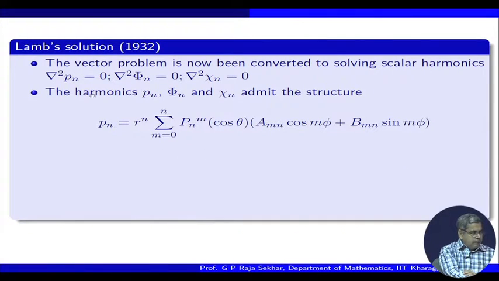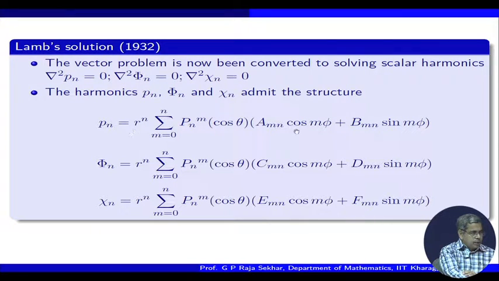Let us see how, depending on the situation, these indices have to be controlled. The advantage of Lamb's solution is that the vector problem has now been converted to solving 3 scalar harmonics, whose structure I have given already. A similar structure can be adopted for phi n and chi n, because after all they are also harmonics, but the arbitrary coefficients are changed corresponding to each harmonic. You see here a n, b n m, c m n, d m n and e m n. These are the arbitrary coefficients. So, one can handle 3 dimensional arbitrary flow using Lamb's solution by using these 3 scalar harmonics.